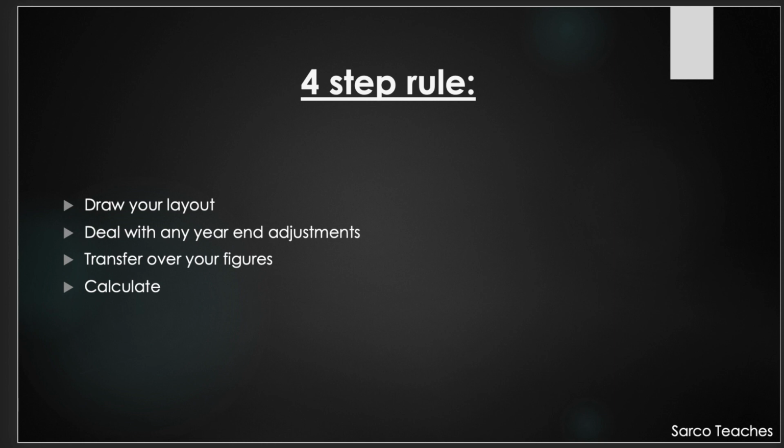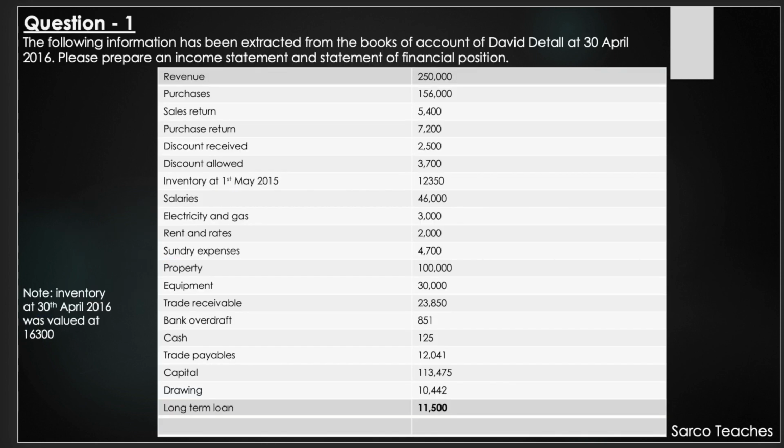What's our second step? Deal with any year-end adjustments. Alright, so let's go check and see if we have any year-end adjustments to do. On the left side of your screen, it says, note, inventory at 30th April 2016 was valued at 16,300. This is our closing inventory, so we must include it in our income statement and statement of financial position.